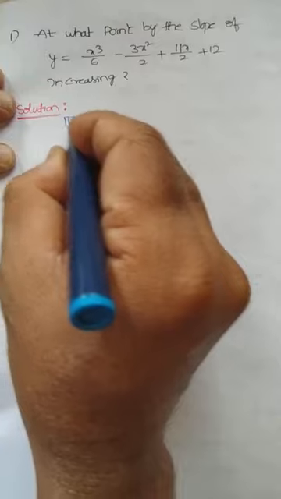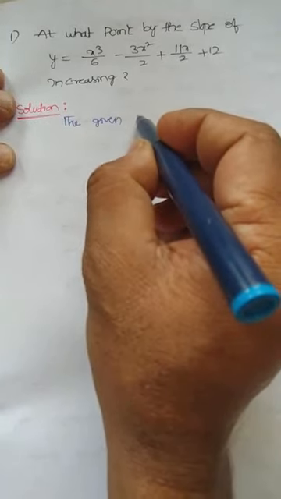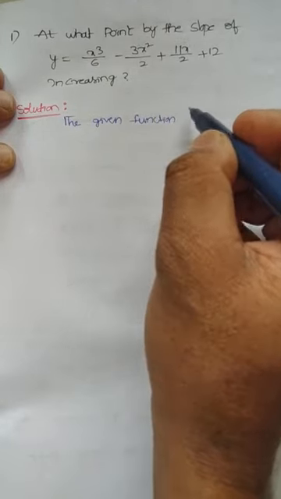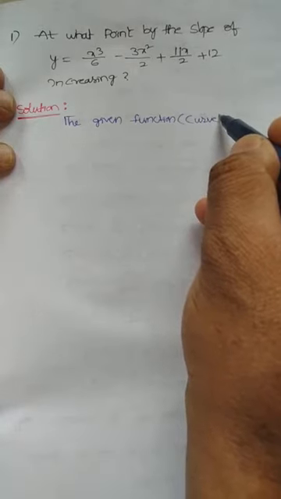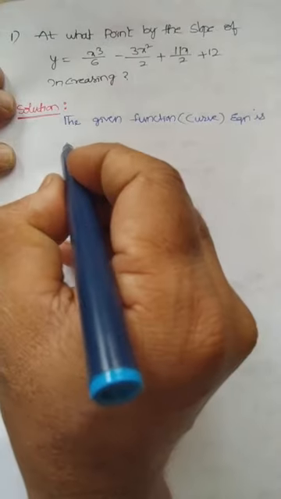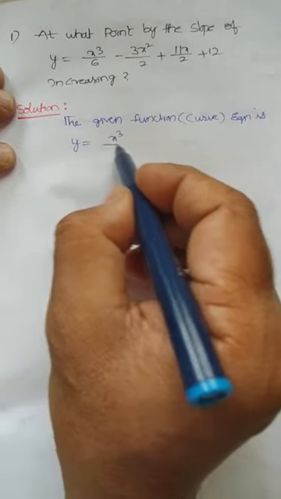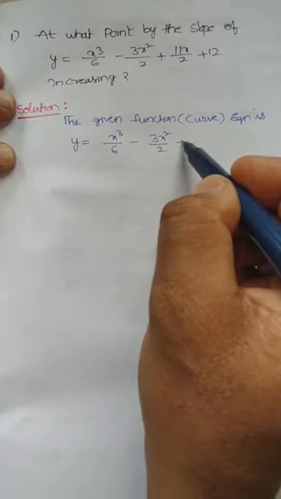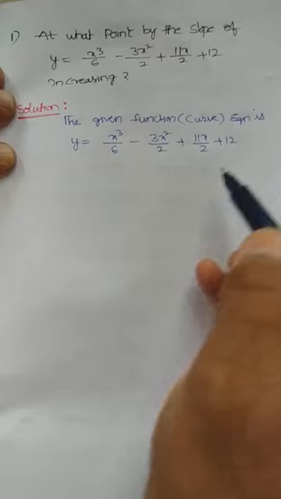The given function or curve equation is y = x^3/6 - 3x^2/2 + 11x/2 + 12.